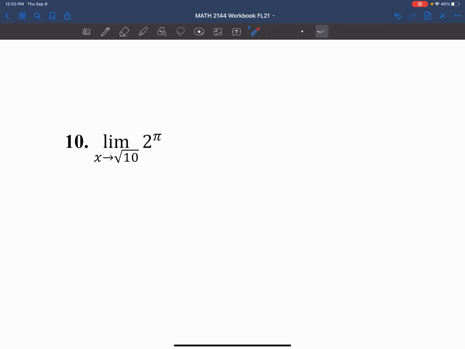With that in mind, what is the limit as x approaches the square root of 10 of 2 to the pi? It's that constant, 2 to the pi. So just be careful with that. And last one, just to make sure, what about if we were to consider the limit as x approaches the square root of 10 of 2 times x?